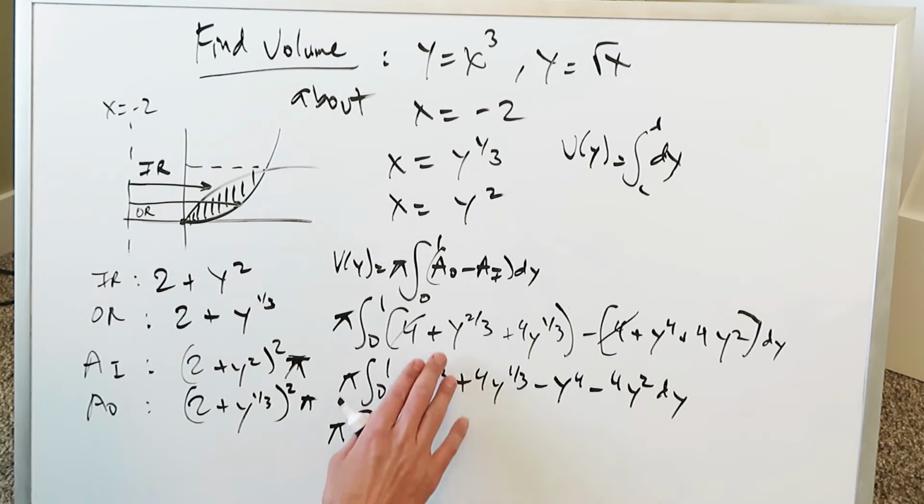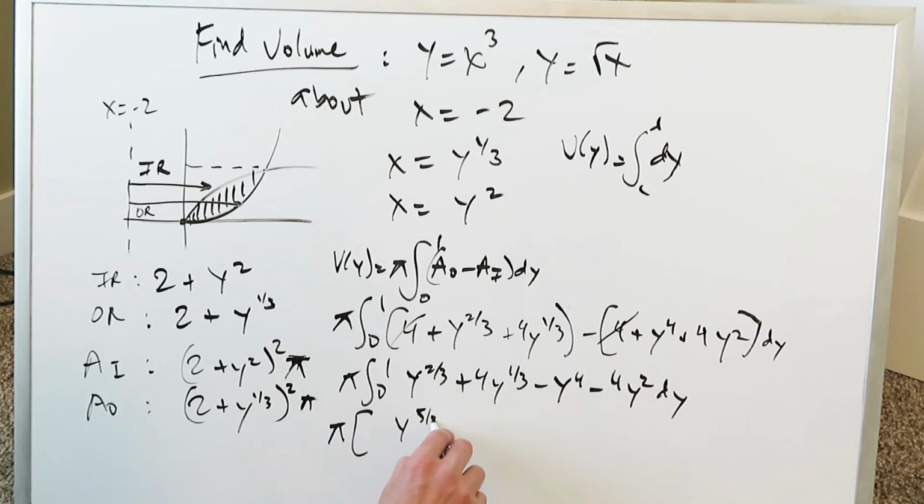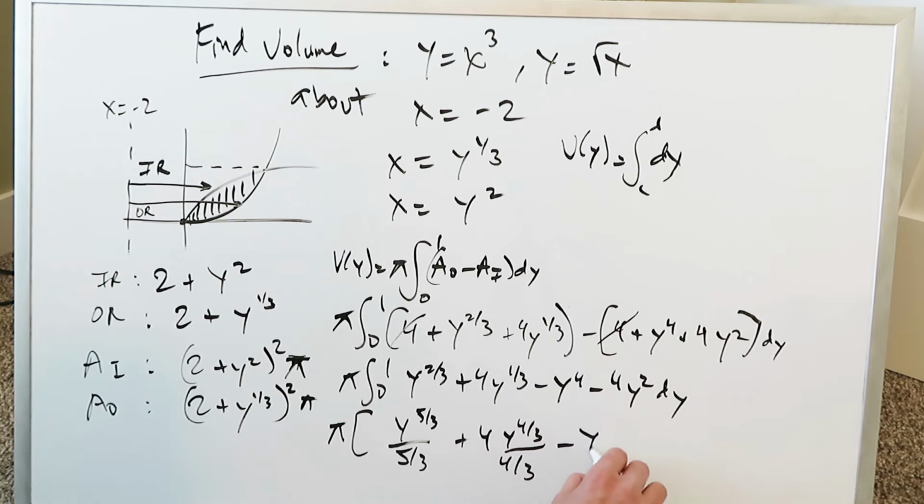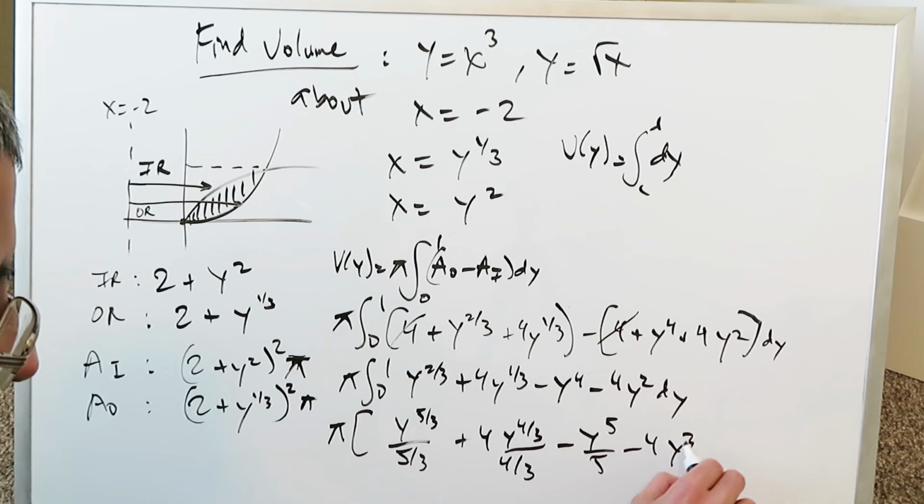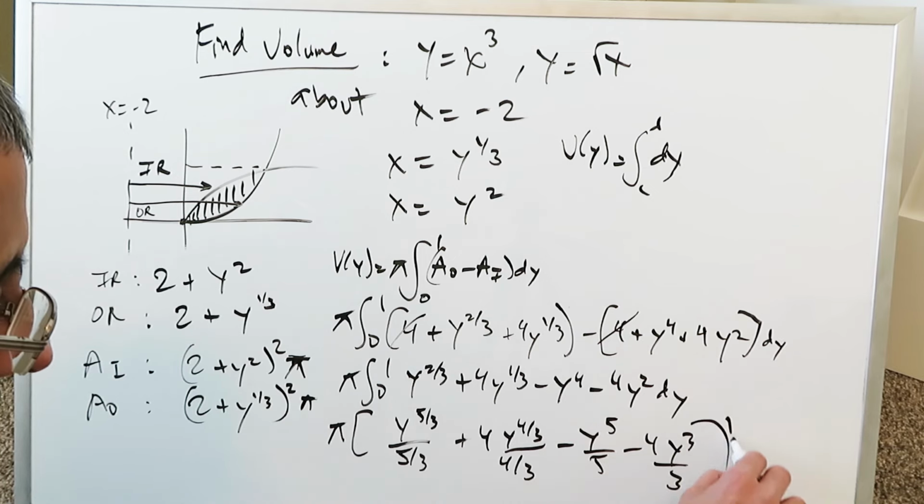Y to the 2 over 3, remember it's n plus 1 divided by n plus 1. It'll be y to the 5 over 3 over 5 over 3. Here you'll have 4 y to the 4 over 3 over 4 over 3, minus, here you'll have y to the 5 over 5. Here you'll have minus 4y cube over 3. Everything here from 1 and 0.